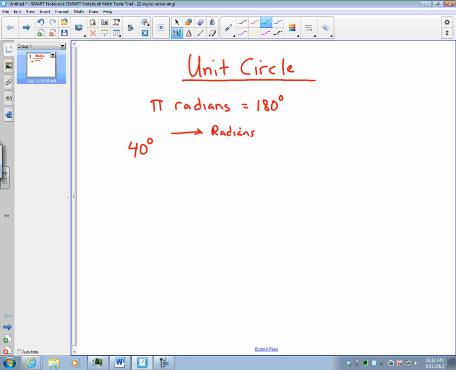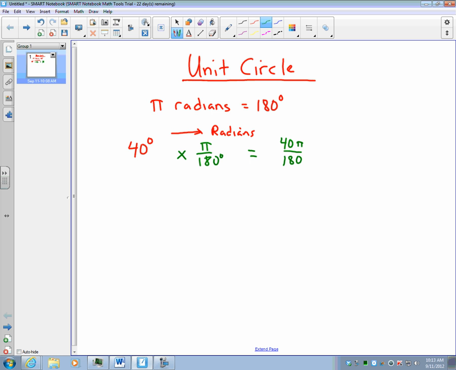All I do is I'm either going to be multiplying by pi over 180 or 180 over pi. In this case, because I'm going to radians, I'm going to multiply by pi over 180. So this type of conversion is really simple. The degrees cancel out. So I end up with 40 pi over 180. That is the answer. Although usually in the answer key or the solution, it will be reduced.